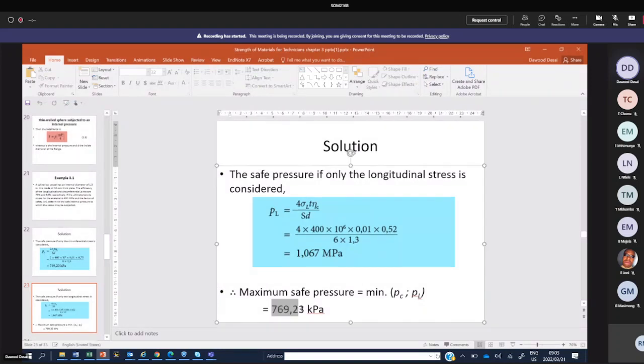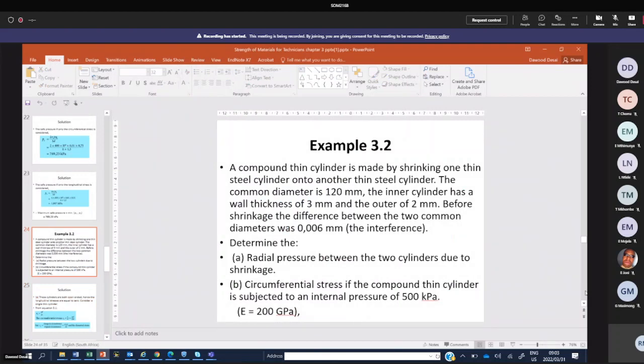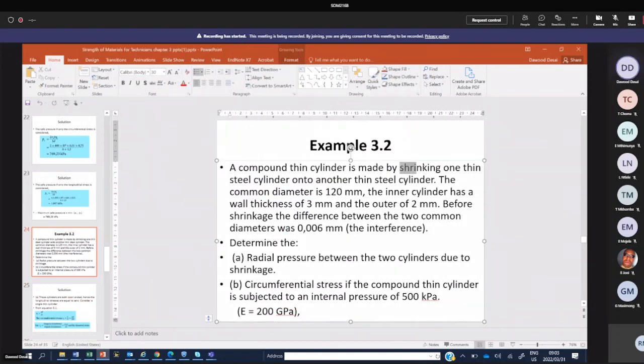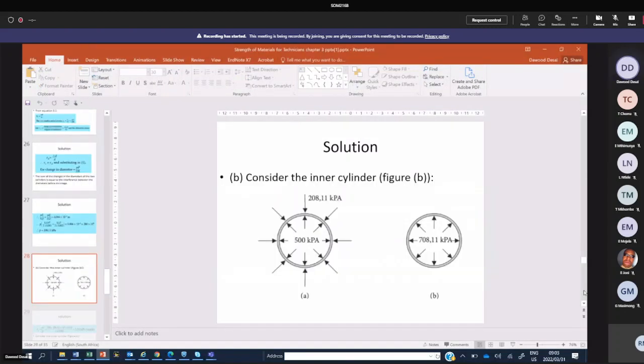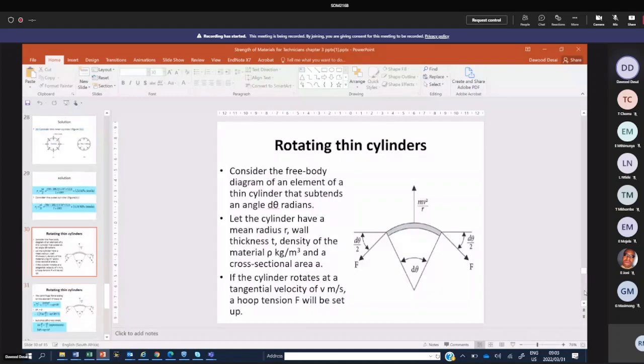Of course, safe one will be 769. Very easy, eh? You're not worried about shrinkage type of problems where you're shrinking one inside the other. We won't do that type of thing. Right, and I think the last part to this thing is where you can have thin cylinders now that rotate.